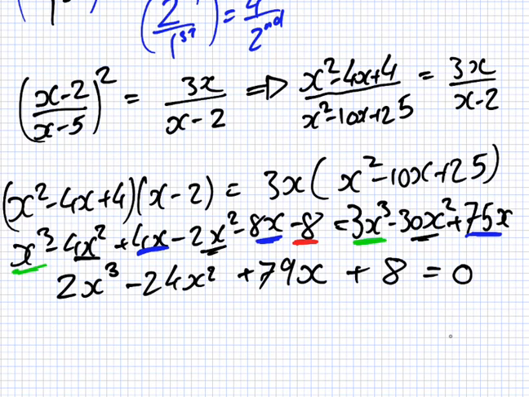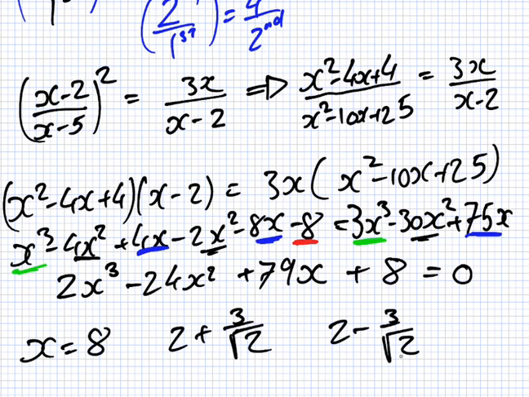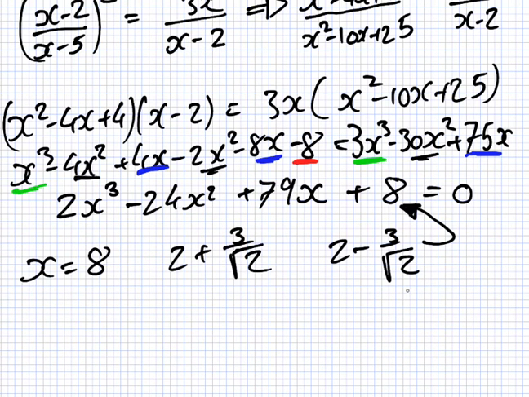Now you might say, my goodness, now I have to solve a cubic. But you don't, because the question says, show that x equals 8, 2 plus root 3 over 2, and 2 minus root 3 over 2 are roots. So when you substitute these in, what should you get? 0. Now, I'll just do the first one to check. So we'll put the first one in. 2 times 8 cubed minus 24 times 8 squared plus 79 times 8 plus 8. I don't get 0, I get 128.